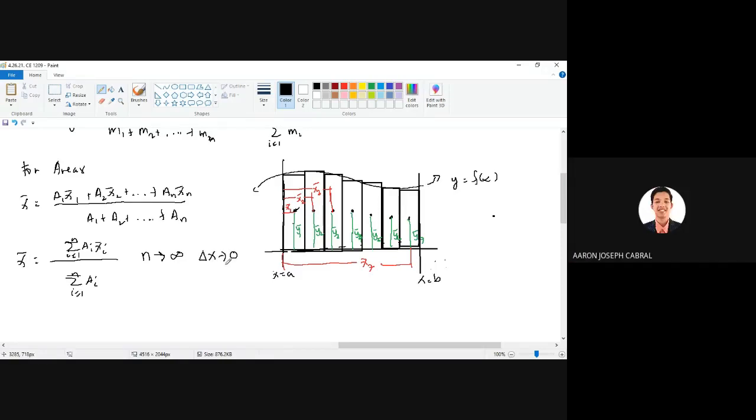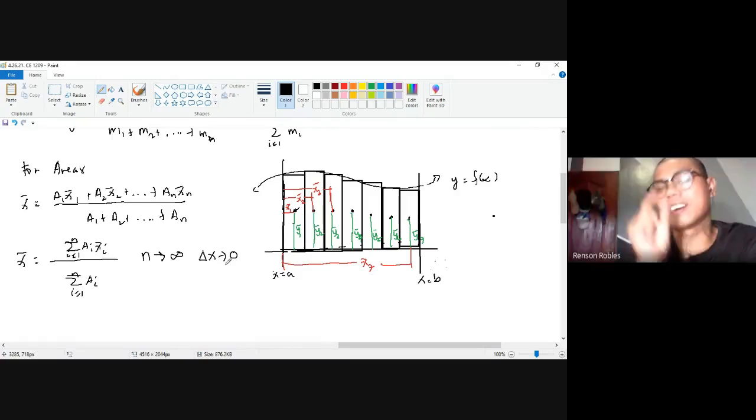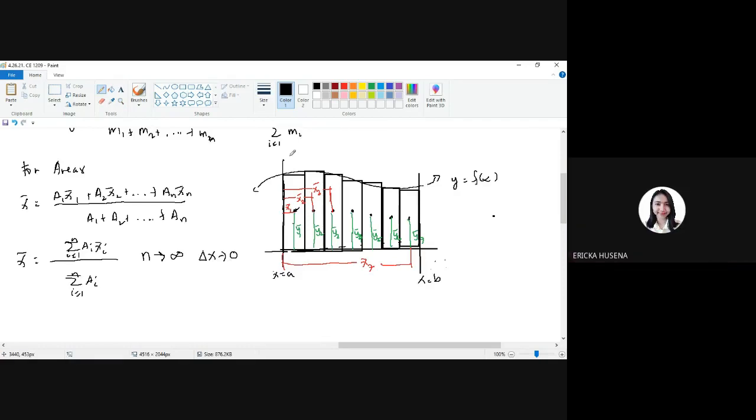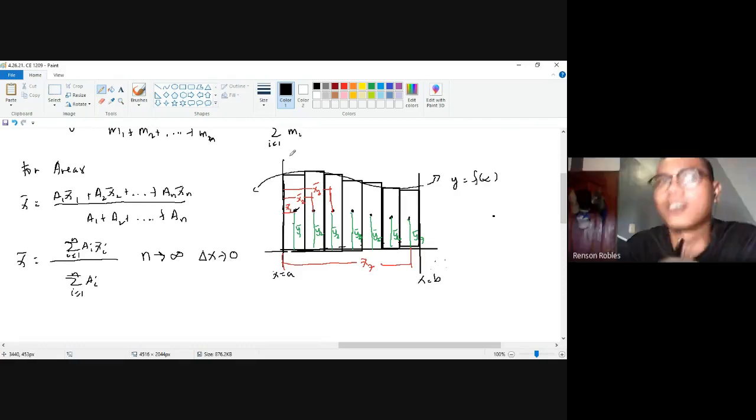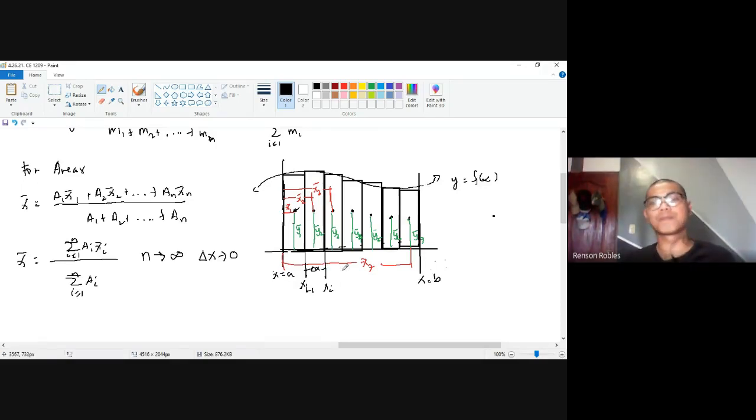It will reduce the spaces at the top, so the area will be more accurate. Okay, accurate. And therefore its width becomes smaller. The width is denoted by delta x. Remember this, right? xi minus 1, xi, and this is the delta x. So delta x approaches 0. So what will we do?